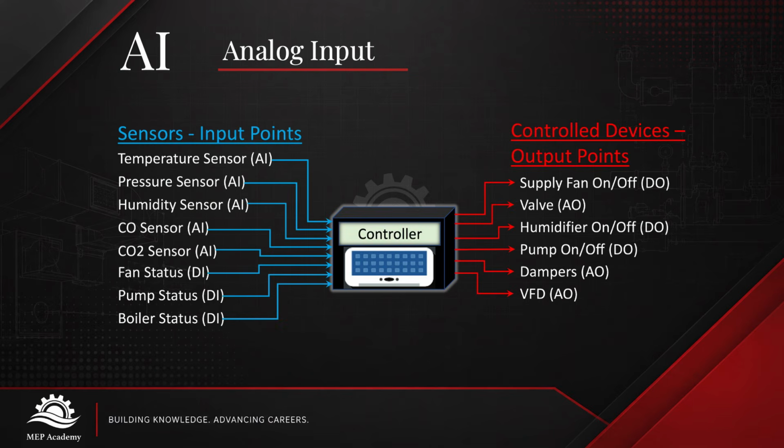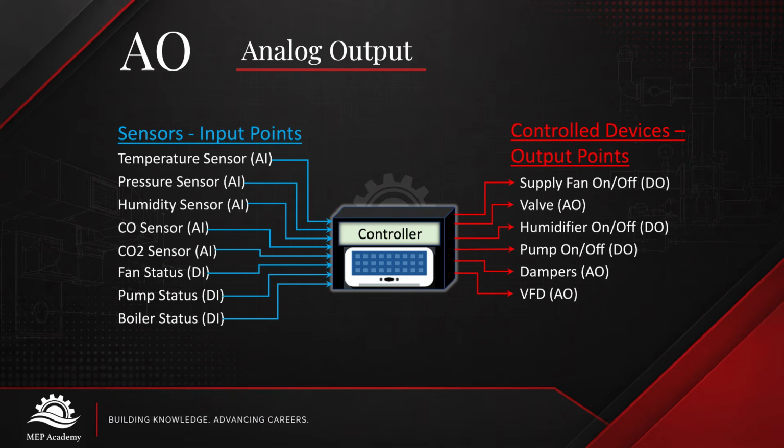Number 38. AI, Analog Input. An analog input is a variable signal received by a controller from a sensor. Temperature, humidity, pressure, and airflow sensors are common examples because their measured values continuously change.